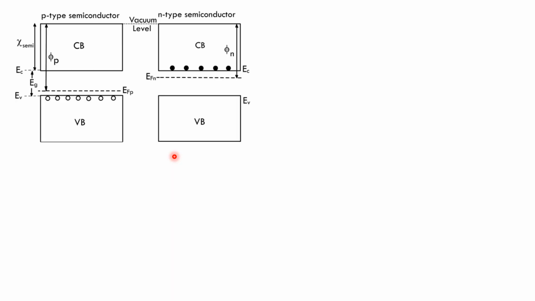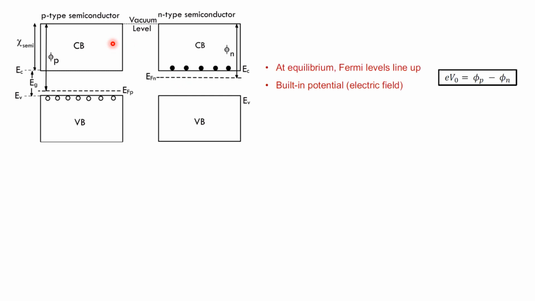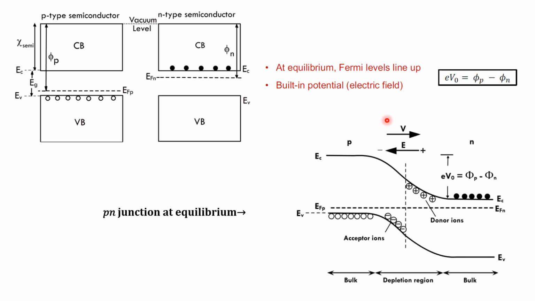So if you remember how a PN junction is formed, we have a p-type semiconductor and we have an n-type semiconductor, and we know that there will be an electron flow from the n side to the p side, and at equilibrium the Fermi levels will line up, and the built-in potential in that case hence would be given by eV0 is equal to phi p minus phi n, and hence when the equilibrium PN junction is formed, this would be the diagram, and eV0 is given by phi p minus phi n.